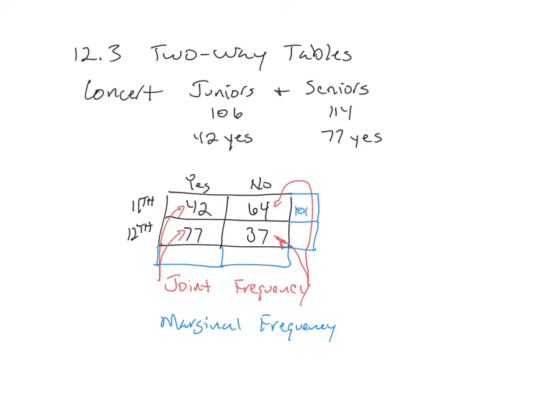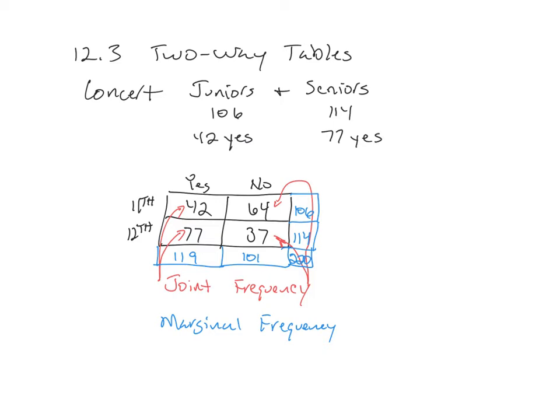So the juniors, you already know, is 106 because it told us that, and the seniors is 114. The number of students that said yes is 119. The number of students that said no is 101. And this one over here, sorry if it's hard to read, is 220. If you add the marginal frequencies on the bottom, 119 plus 101 is 220. The juniors plus the seniors is also 220. That should happen. Otherwise, we didn't do it right.